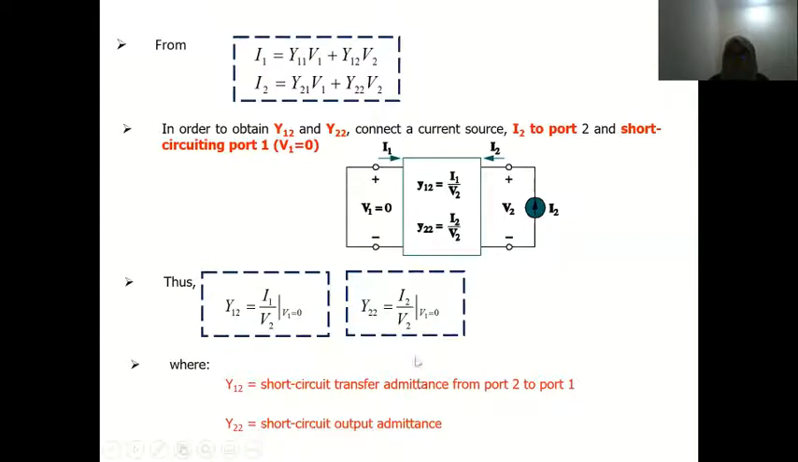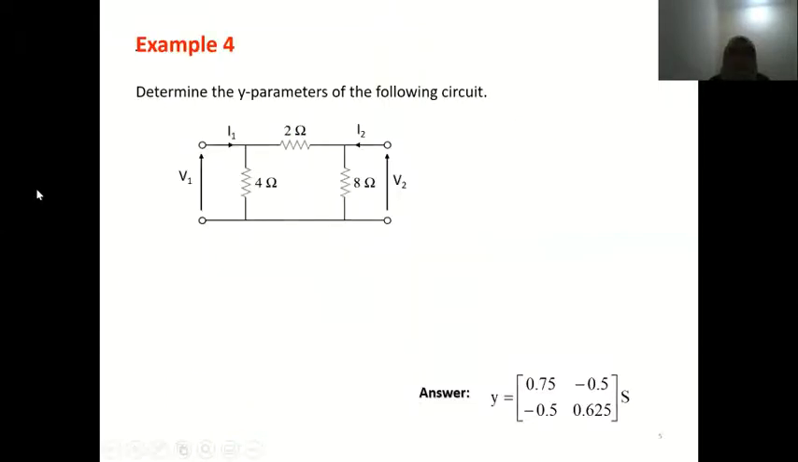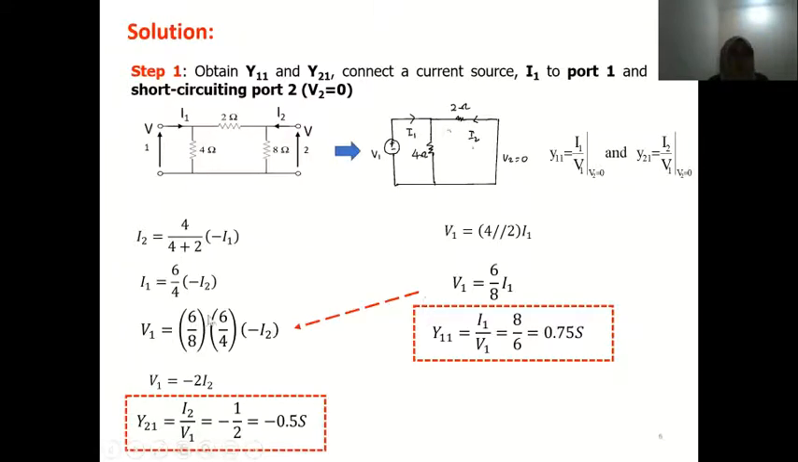Now we go to example 4. You have to determine the Y parameters of the following circuit, and the given answer is: Y11 is 0.75, Y12 is minus 0.5, Y21 is minus 0.5, and Y22 is 0.625. The first step is obtaining Y11 and Y21.